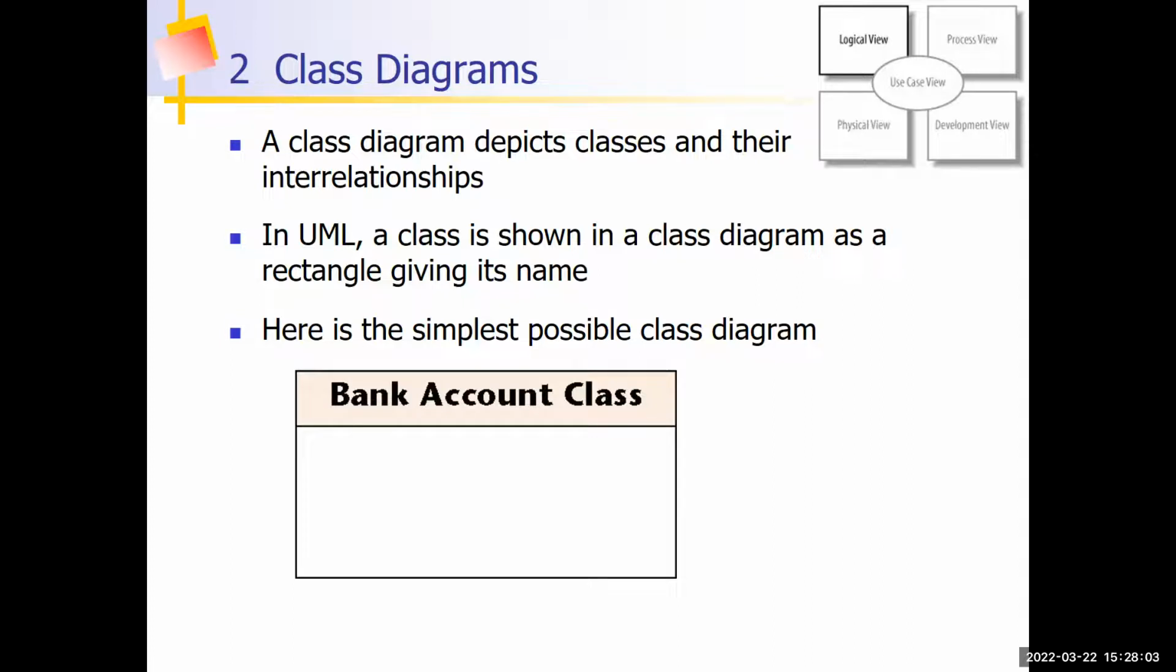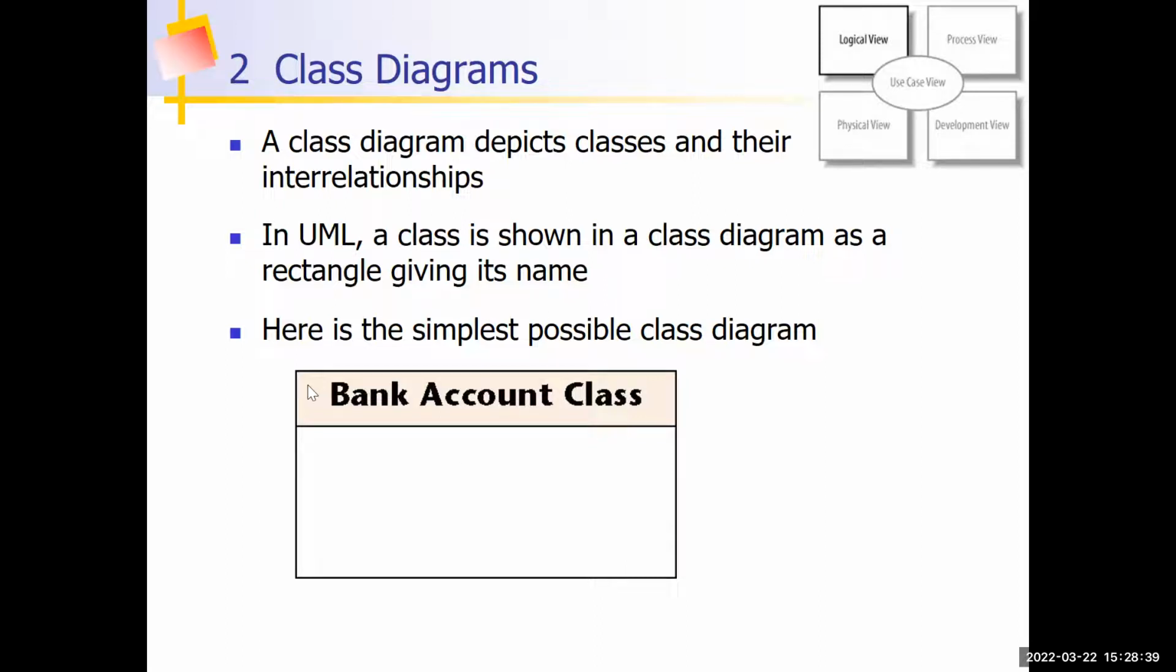In the logical view, you have the class diagram. When you want to create a class, before you create it, you draw this diagram first. By having this drawing, you start to communicate between you as designer and you as programmer. The class diagram depicts the classes and the interrelationships between classes.